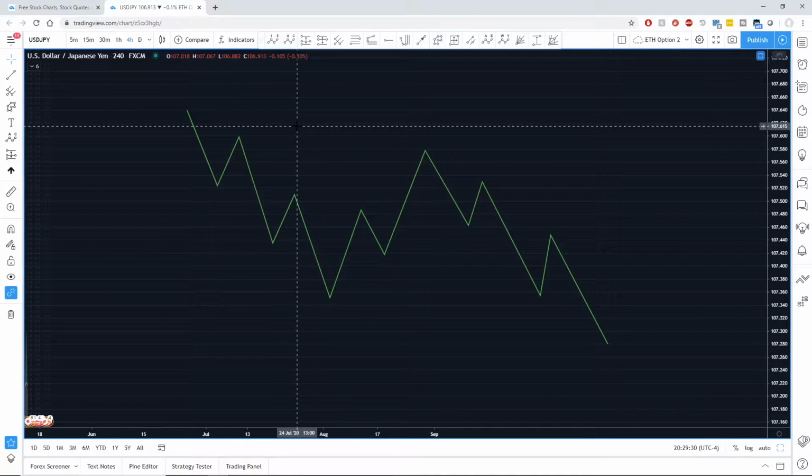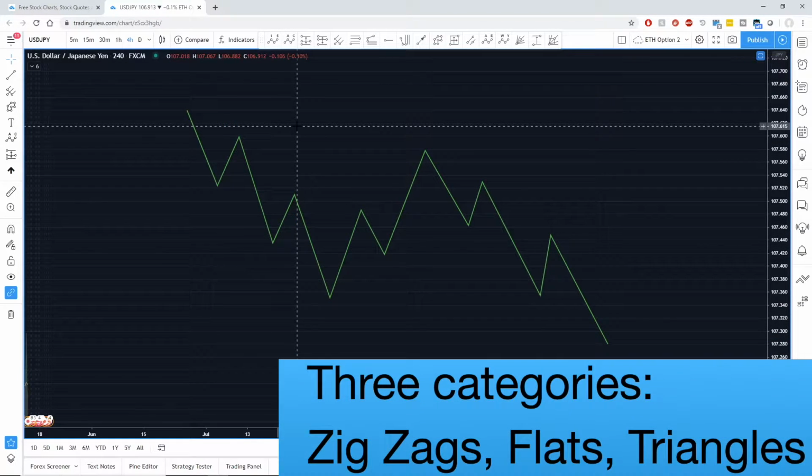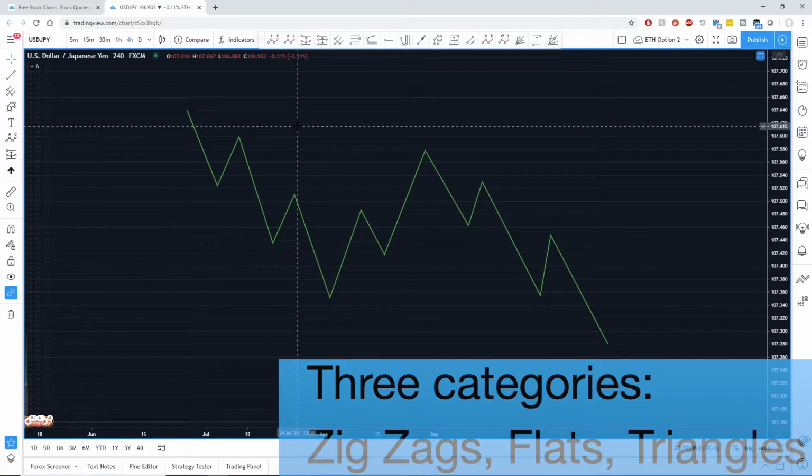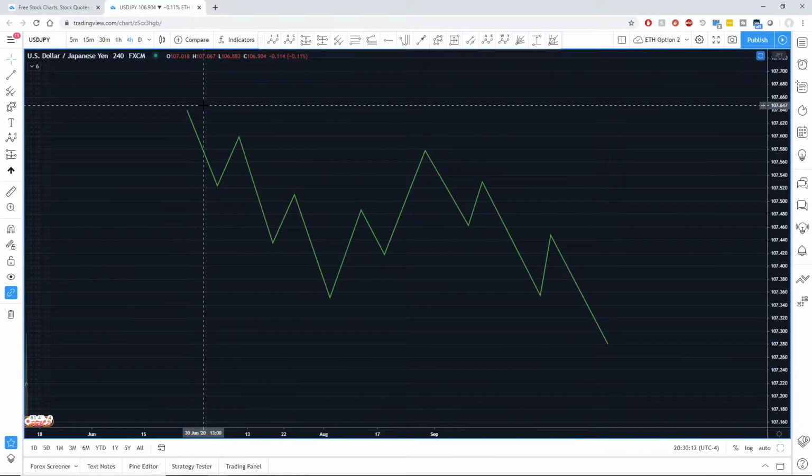When it comes to corrections, there are 3 main categories that they all fit into. They are either zigzags, flats, or triangles. Each of these 3 different categories of corrections come with their own rules, guidelines, and styles that they follow. I'm going to give you a brief introduction of what they might look like, and then we'll start to dive into their characteristics. So the first one is a zigzag.